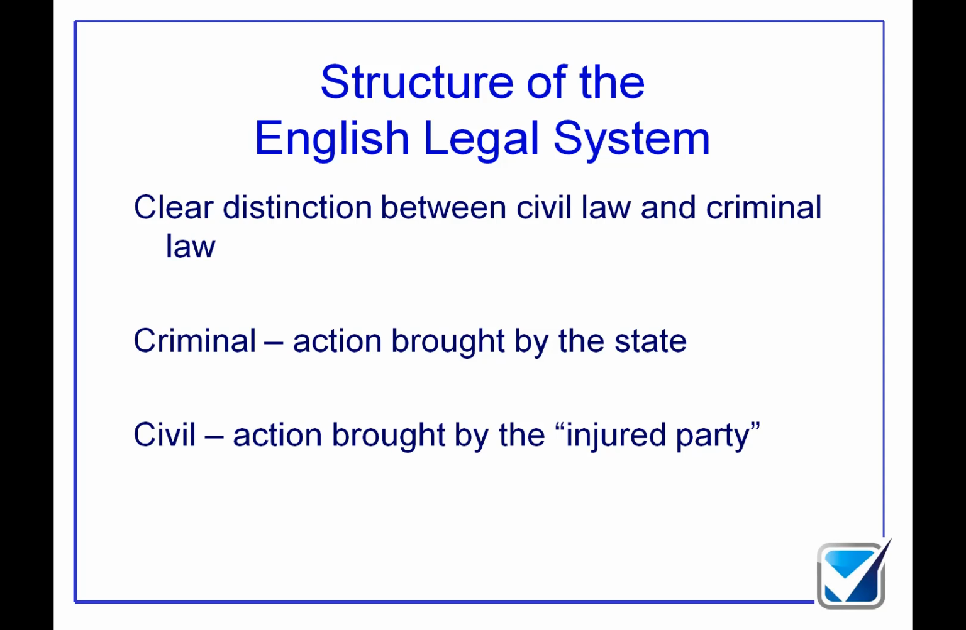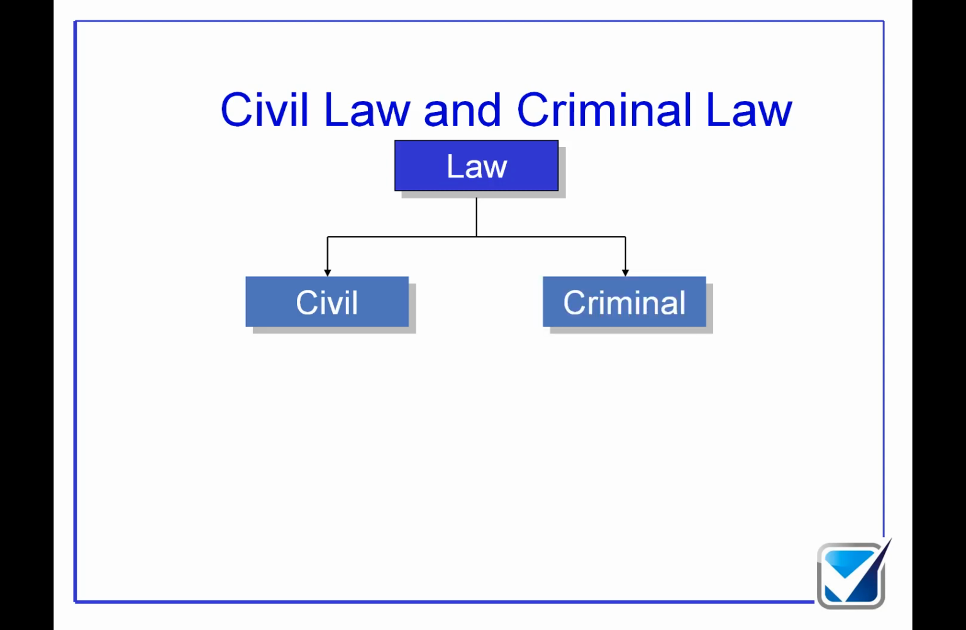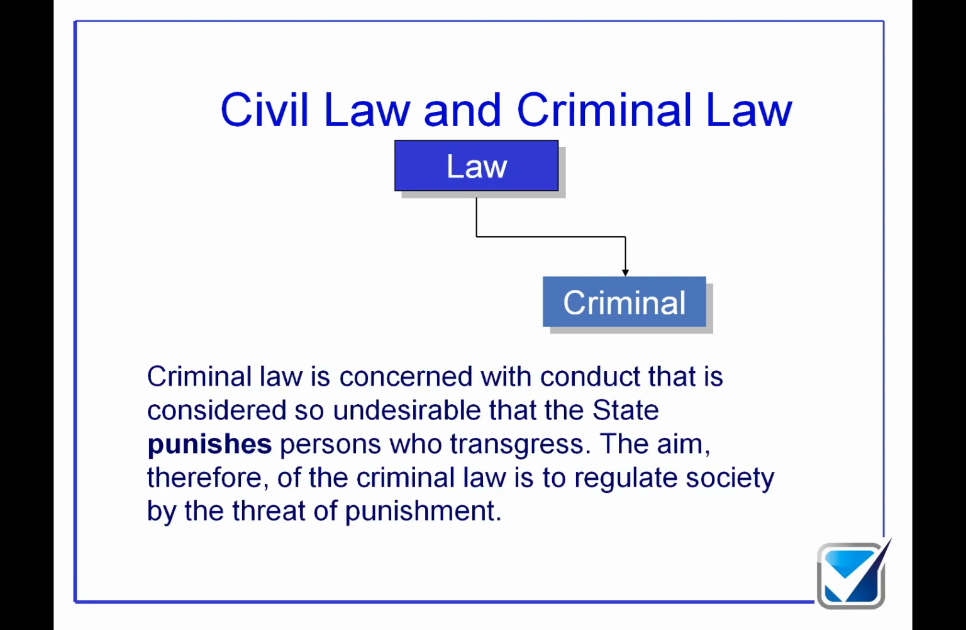Now what we have is these two different systems sitting side by side, the civil system and the criminal system together. We're going to look at the criminal system first, so we'll take away the civil system to start with. In the criminal system, criminal law is all about trying to regulate your behaviour and regulate your conduct through the threat of punishment. So if you do something that we don't like, we will punish you for it.